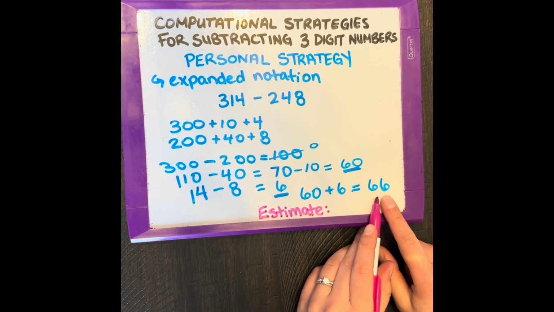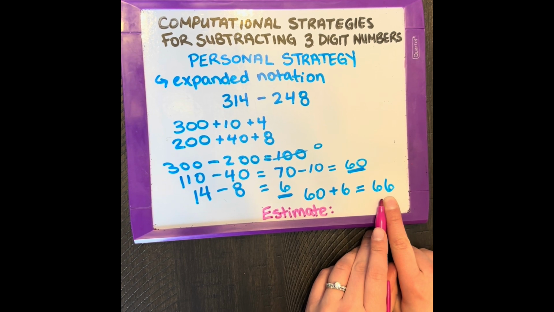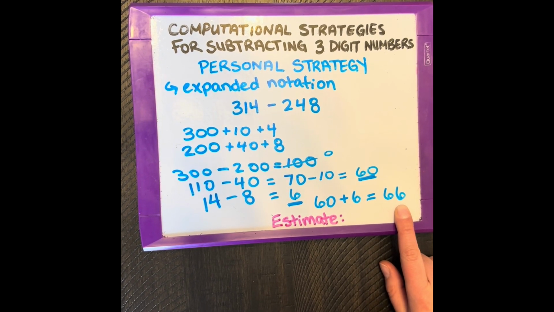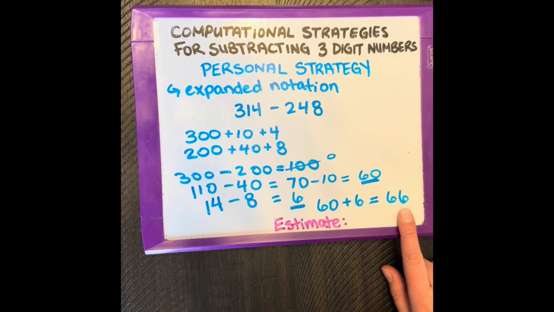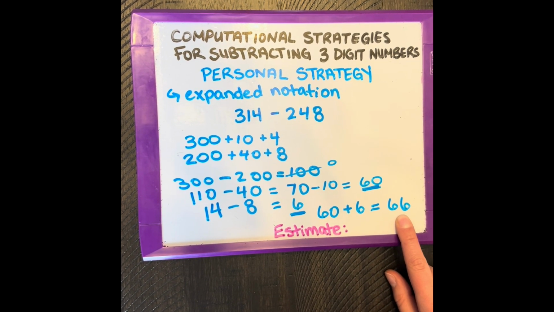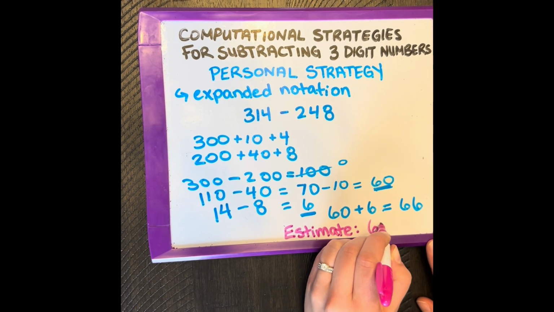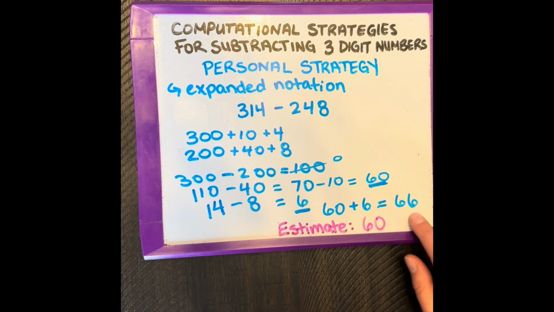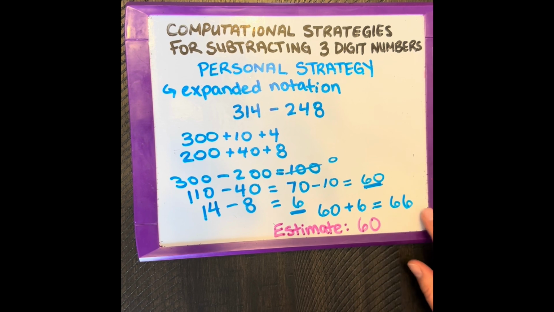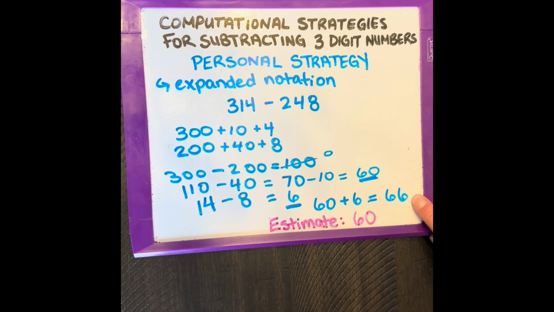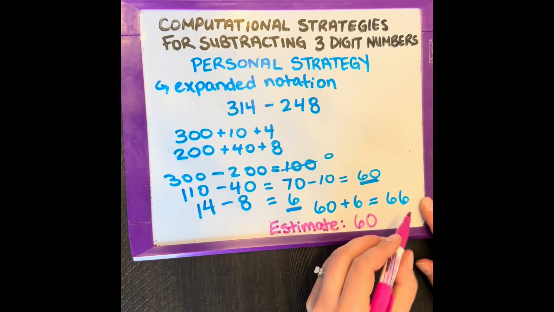Lastly, we can now see that every time we've solved this equation, 314 minus 248, using multiple computational strategies, we got 66 every time. We're just going to revisit our estimation at the start, which we can recall was 60, and therefore you can see our estimation was close, and our final answer for 314 minus 248 is 66.